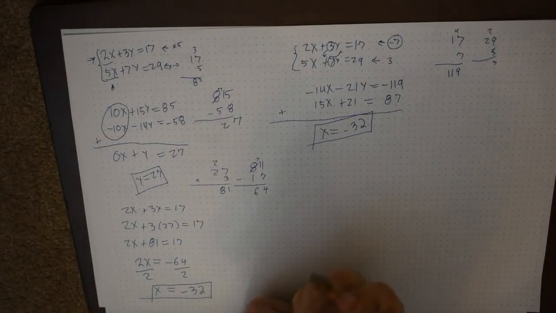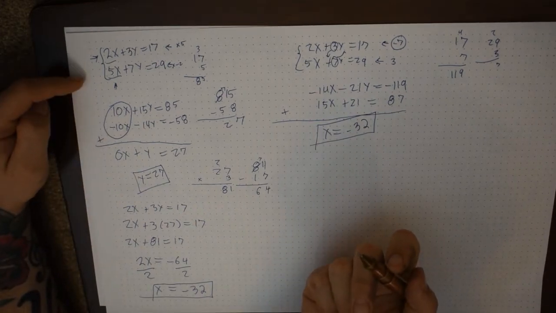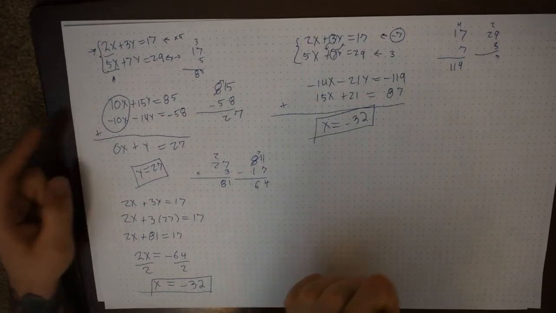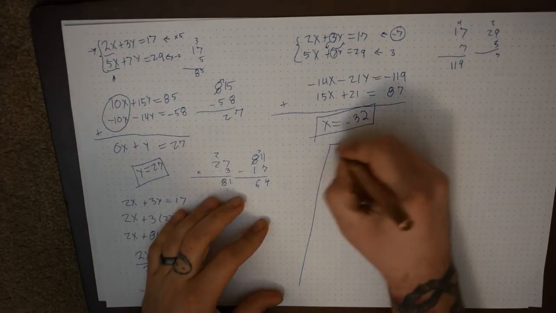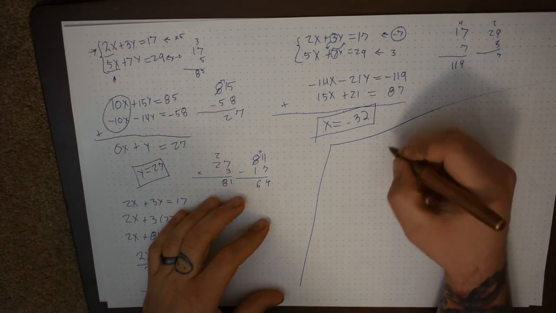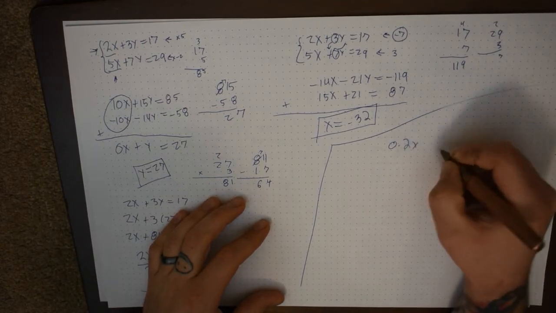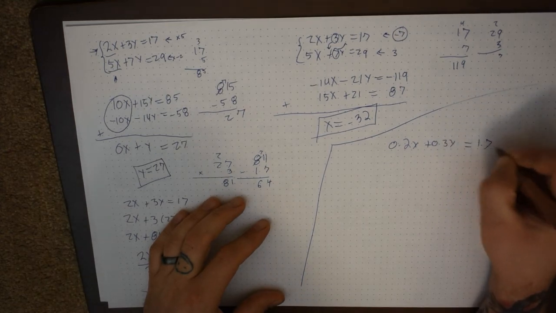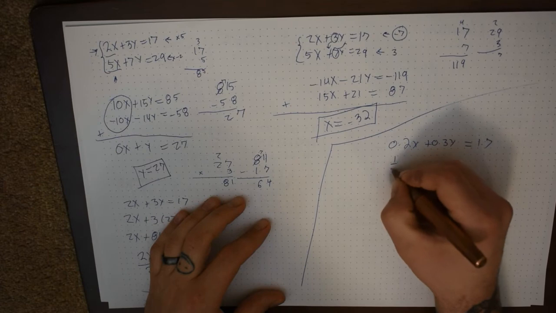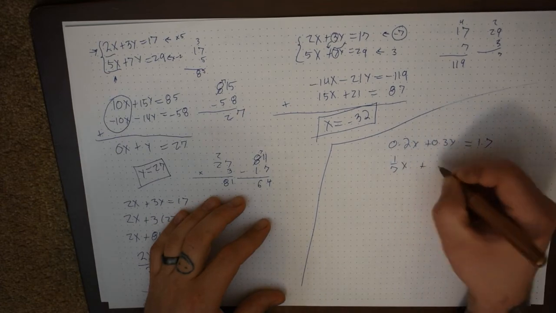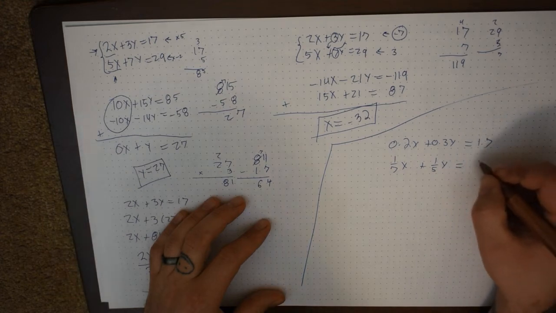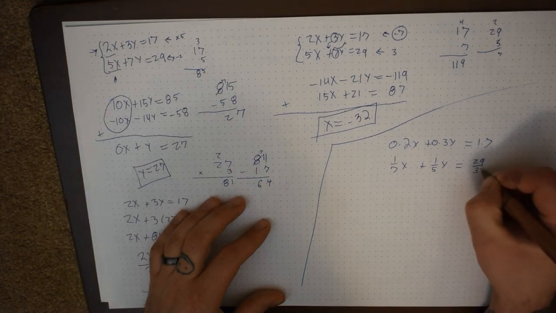Another skill I want you to be aware of: notice how we multiplied both of these equations by some value to make them easier to combine. We can also take a system of equations, say 0.2x plus 0.3y equals 1.7, and 1 over 7x plus 1 over 5y equals 29 over 35.